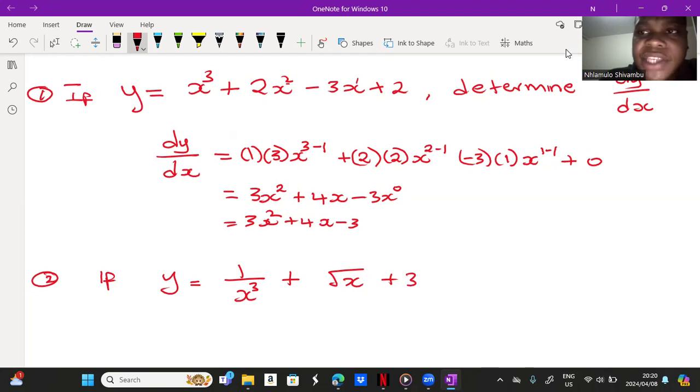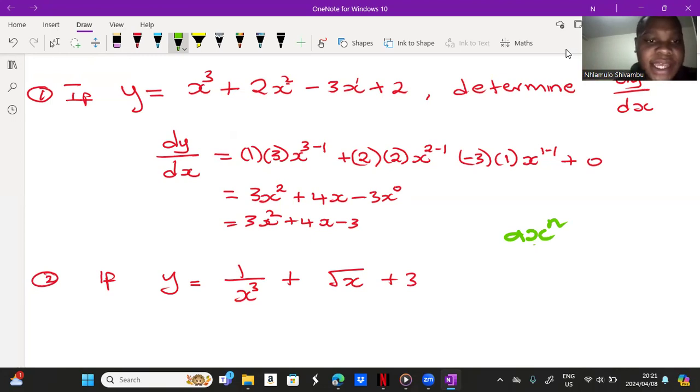So when we look at 1 over x cubed, 1 over x cubed is not in a standard form, because something that is in the standard form, according to the power rule, must be in the form of x to the power n. We need to see a coefficient, a variable, and the exponent. So 1 over x cubed is not in that form. So for you to be able to determine the derivative of this function, you must make sure that you write each and every term in the expression in the standard form, and then you can determine the derivative. So that's what we're going to do here.